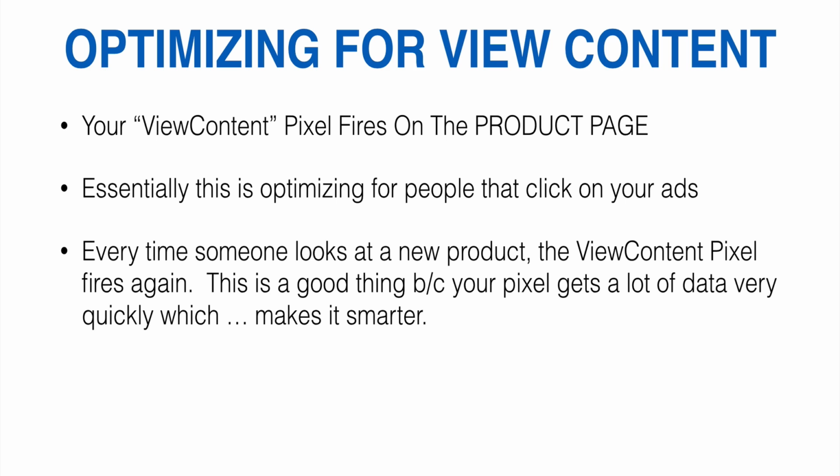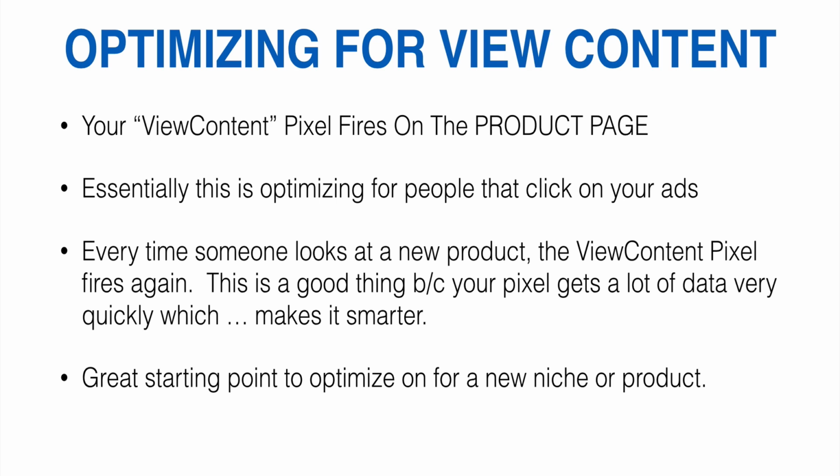So they are a grade above a website clicker, okay? A website clicker clicks out of curiosity and then they bounce. A view content lead is somebody that does exactly what it's called. They go around and they view all of the content on your site. Now, the beautiful thing about this is the more products somebody clicks on and looks at on your website, the smarter your view content ad becomes, because it's seeing what types of people are more likely to stick around, if you will.